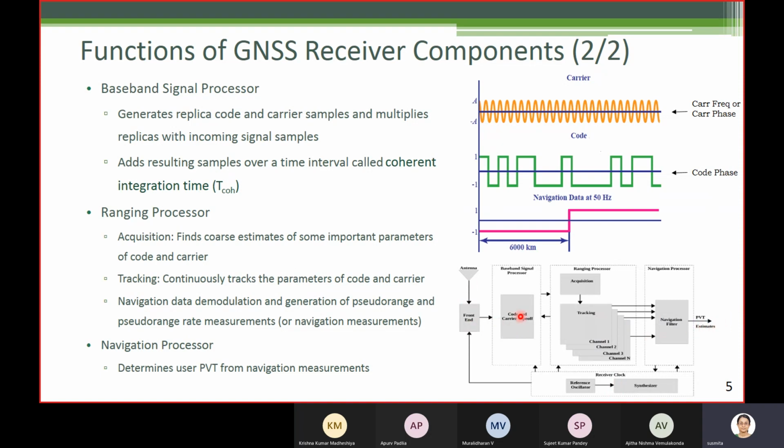So these are the 6 blocks: antenna, front end, baseband signal processor, ranging processor, navigation processor, and all of them are driven by a receiver clock. Okay. Any question?